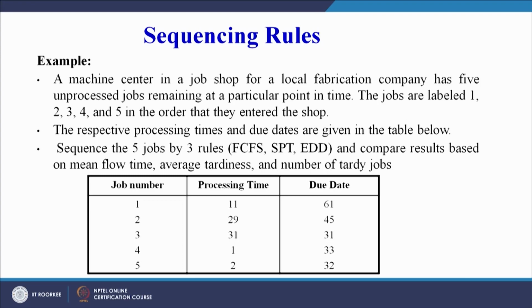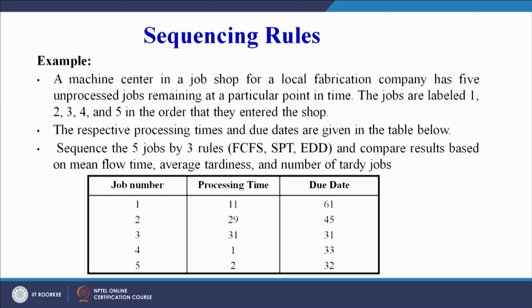The first example on your screen is on sequencing rules. A machine center in a job shop for a local fabrication company has 5 unprocessed jobs remaining at a particular point in time. So there are 5 jobs which still need processing. The jobs are labeled as 1, 2, 3, 4, 5 in the order that they entered the shop.